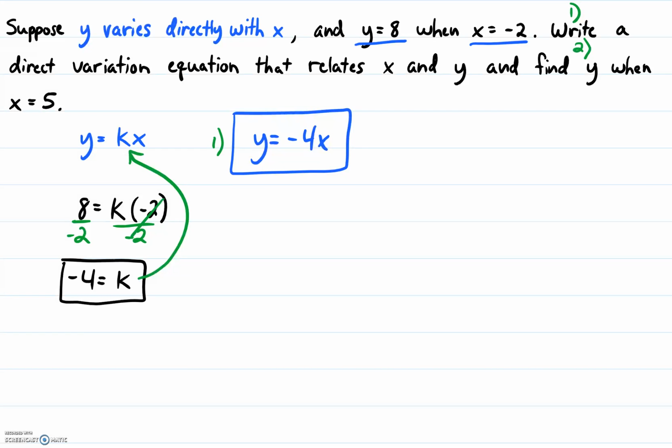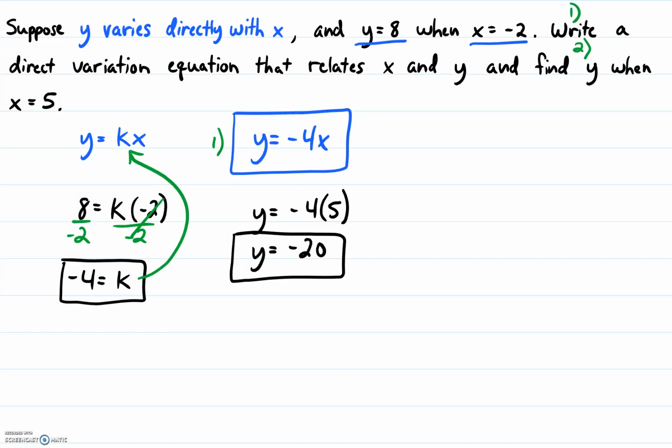So now for the second part of this problem, we want to find y when x is equal to 5. Well, we just found the equation that relates x and y, so all we have to do if we want to find y is say y is equal to, we know that k is negative 4, and we know that x is going to be equal to 5. And then, of course, we're just going to multiply on the right-hand side. Negative 4 times 5 is going to give us negative 20. And that's going to be the answer to the second question right there.